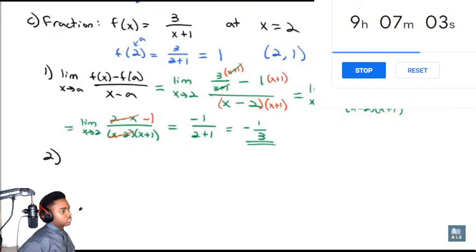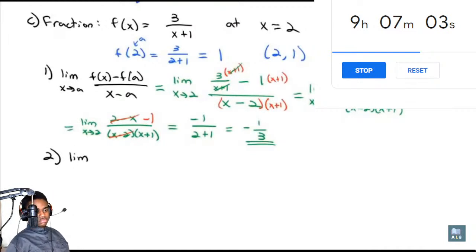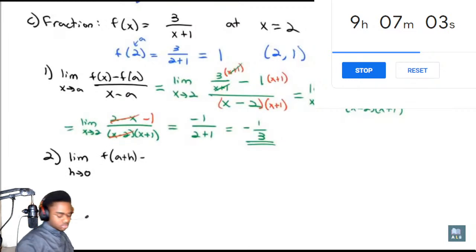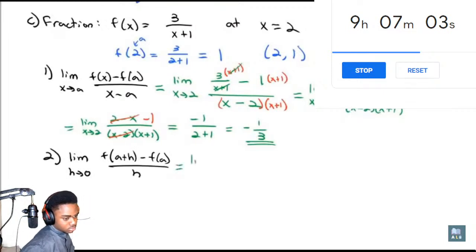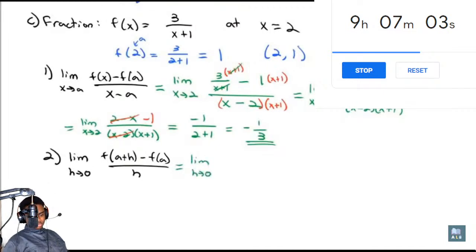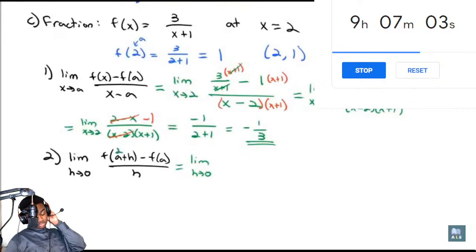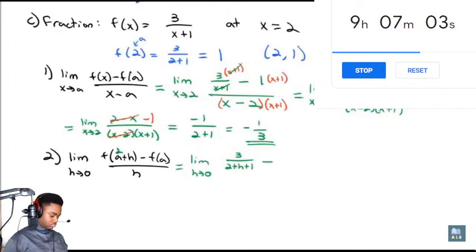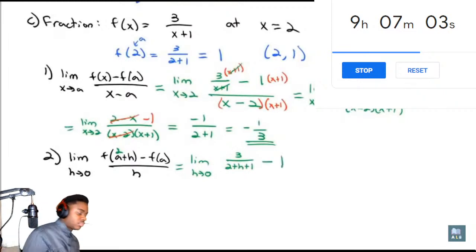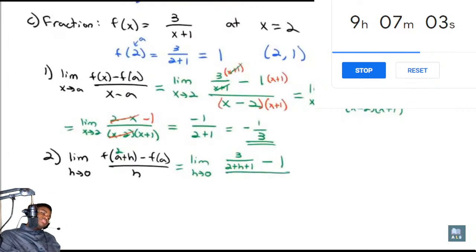Let's try and work that out again, this time using our second definition of the derivative at a point. And that's the one where we take the limit as h goes to 0 of (f of a plus h minus f of a) all over h. So the limit as h goes to 0 of, this time we're going to take a plus h. A is 2, because we're at 2. So 2 plus h in 3 over (2 plus h plus 1), minus the f of the a. We know that's 1, all over h.